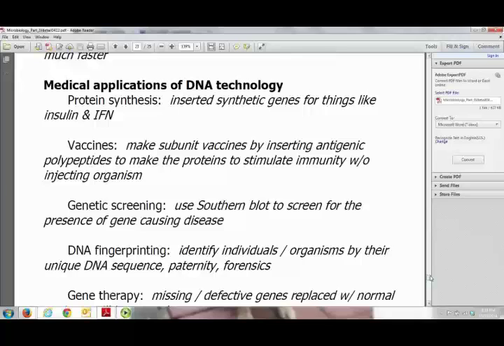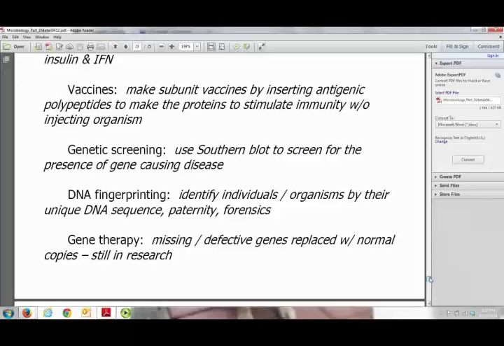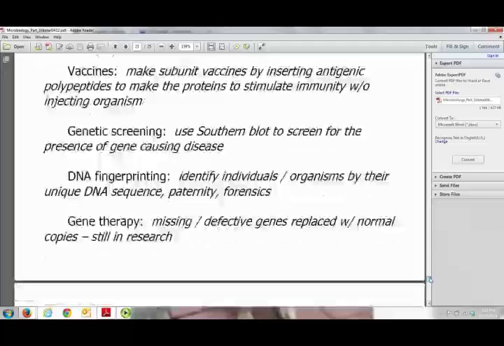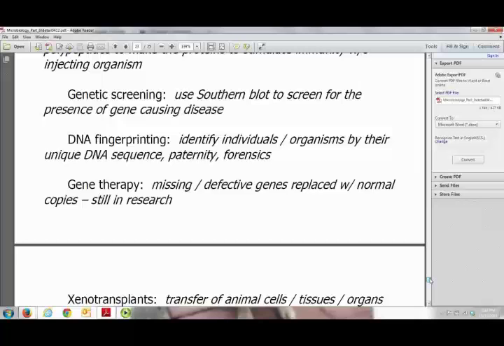It can be used for genetic screening. You can use the Southern blot to screen for the presence of a gene causing a disease. DNA fingerprinting will allow us to identify individuals or organisms by their unique DNA sequence. This can be used in paternity cases and forensics.